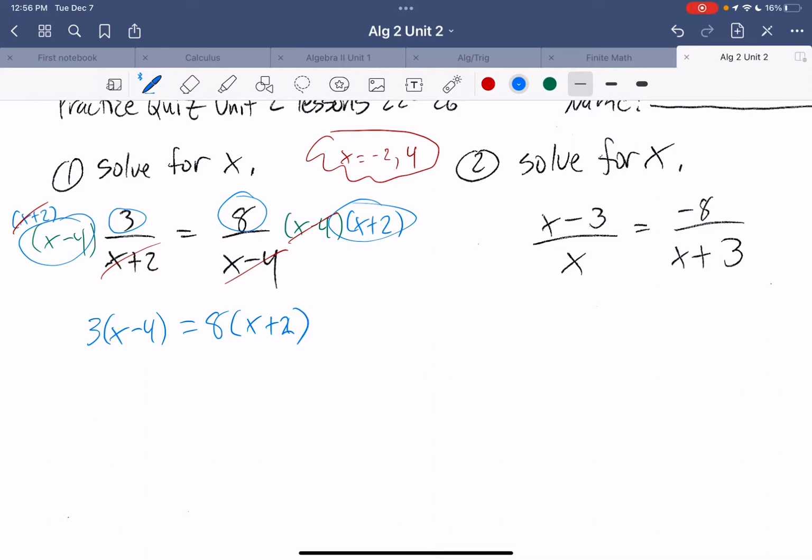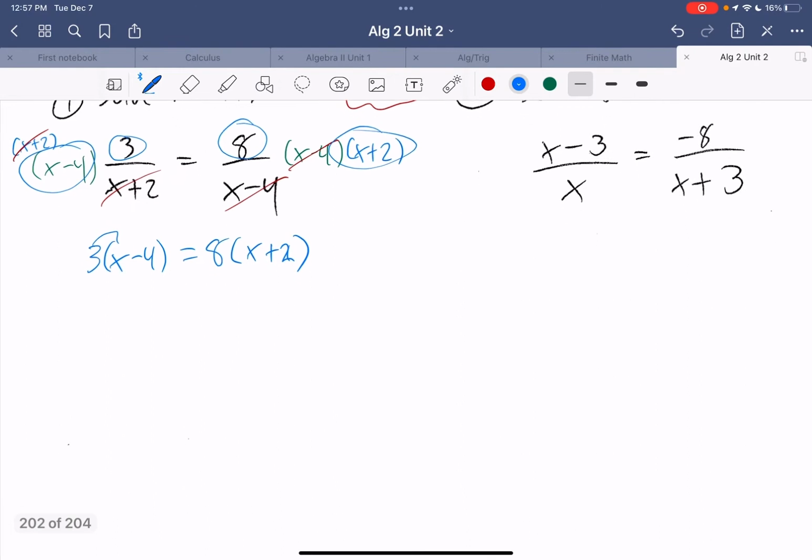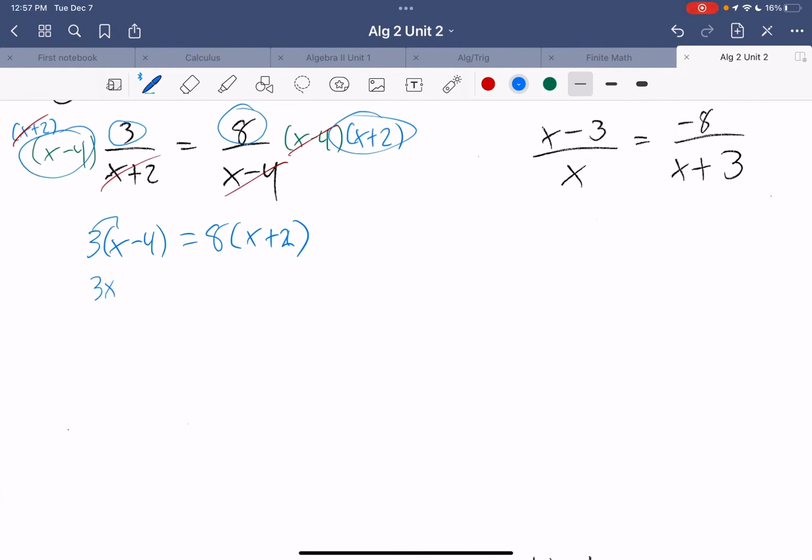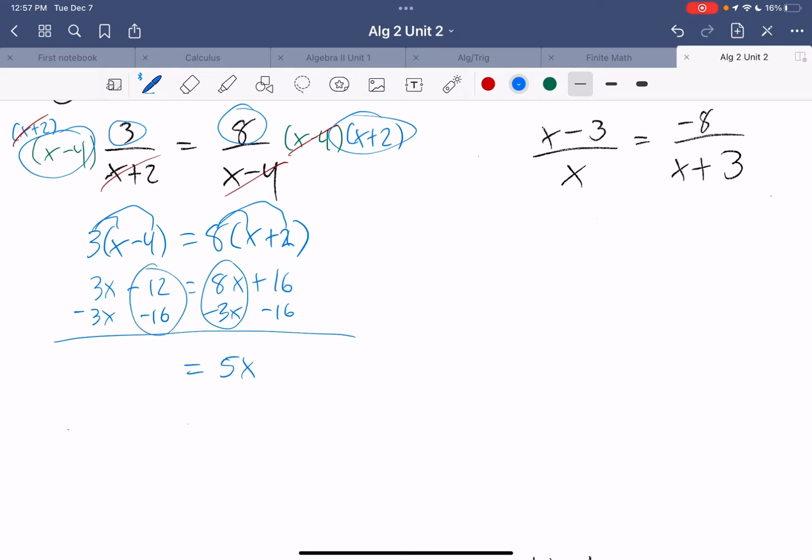So now I just do the old distributive business. 3 times x is 3x, 3 times the 4, so minus 12, 8x, and 16. So I got the variables on one side, numbers on the other. So I'm going to subtract over the 3x. I'm going to subtract over the 16. And then this goes together to make 5x, and then this goes together. You borrow 12, you borrow 16, that means you owe 28. Those are gone, so we have 5x is 28.